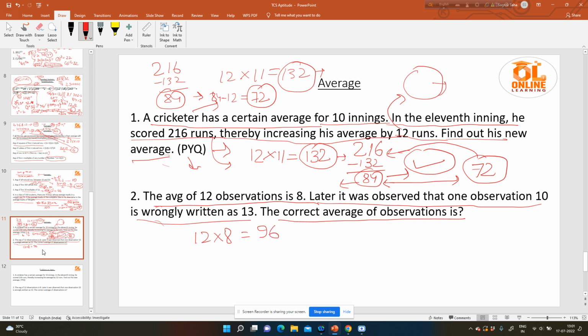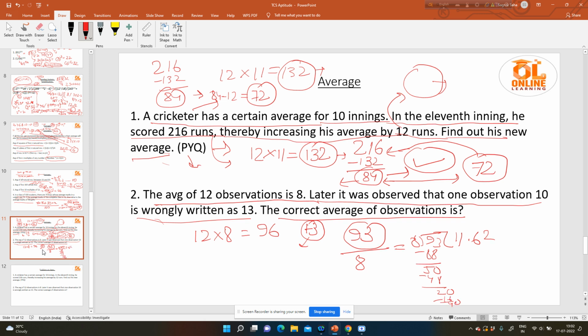So it was observed that one observation 10 is wrongly written as 13. So plus 3 was done. So we have to minus 3 because 13 should be 10. So the total should be 93. So if we want to find the average, we have to do 93 by 12. Doing the division, your average will be 7.75.